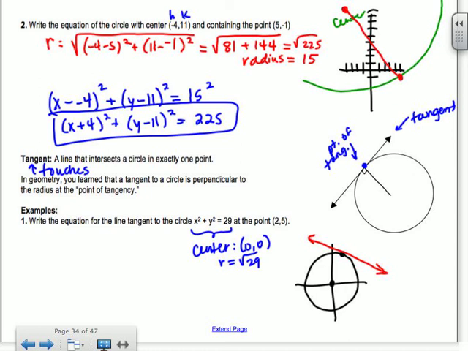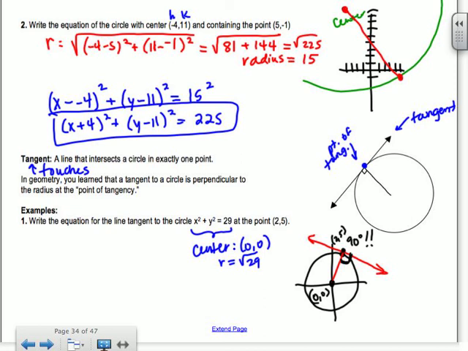Okay, the thing that's important about a tangent is that if I draw a radius in, so if I draw this line in, it's going to be perpendicular at that point. Okay, do you guys remember that from geometry? Tangents are perpendicular at the point of tangency. So that's a 90-degree angle right there. All right, we know we're at the point (2, 5), and this point was (0, 0).